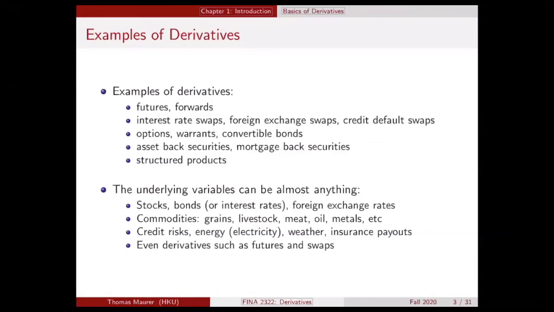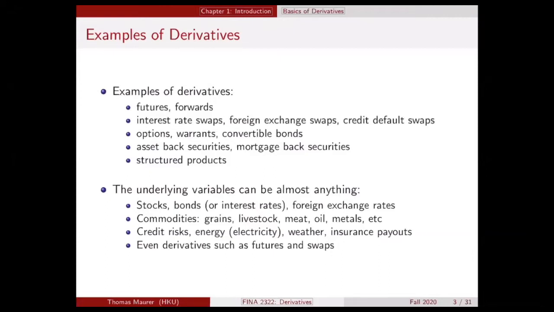Structured products are basically portfolios of different derivatives. You combine different derivatives together, and so you get more complex derivatives. These structured products are typically sold by some financial institutions to their clients to give them a more tailored risk exposure.